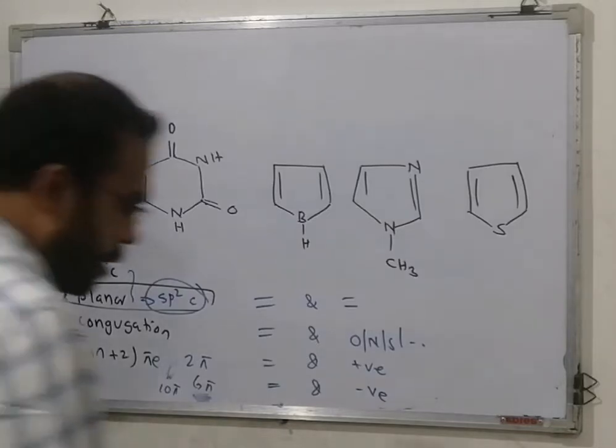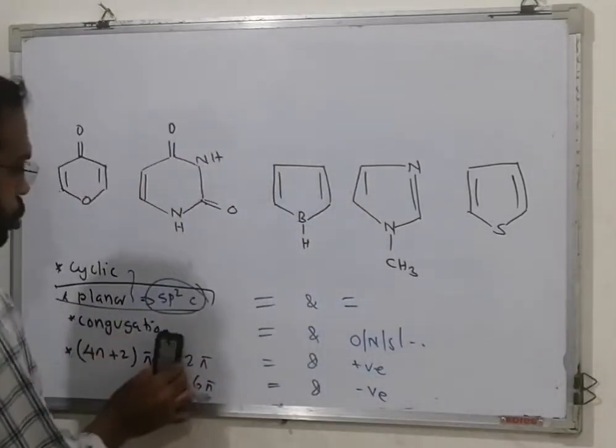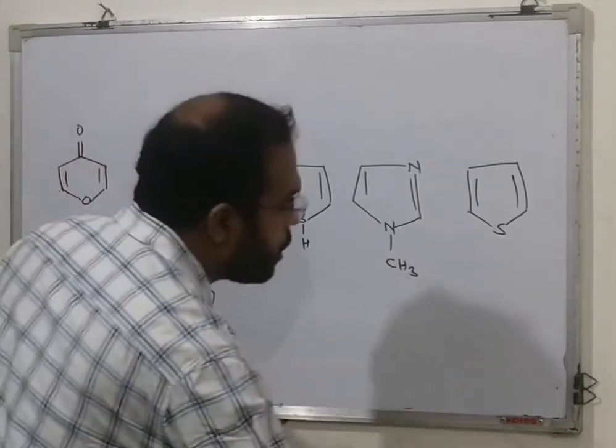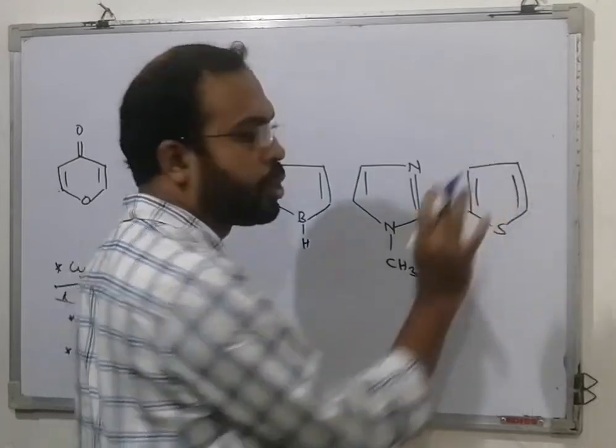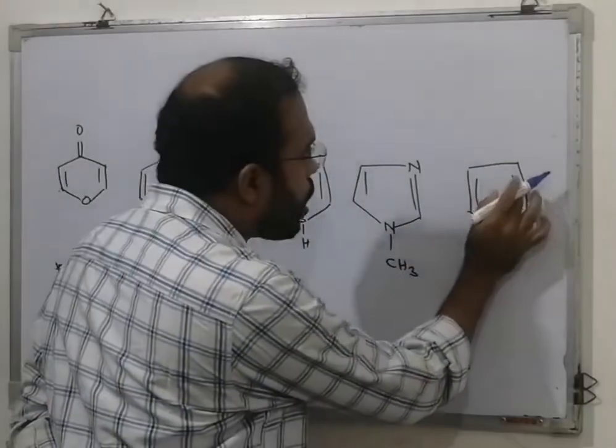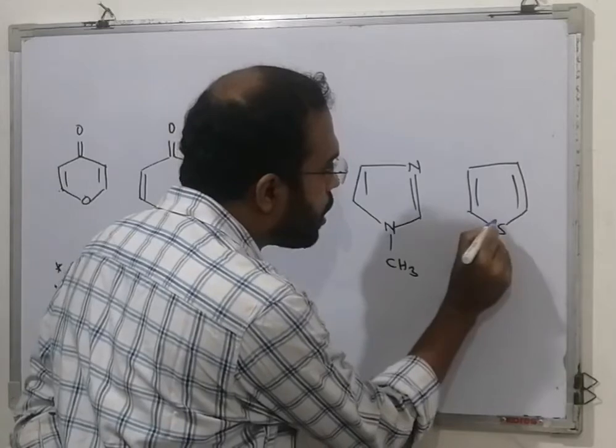Now let us check. Conjugation is very important here. Let's just check. Okay. All are cyclic, sp2, sp2, sp2, planar, double bond alternate. Now there is a lone pair.